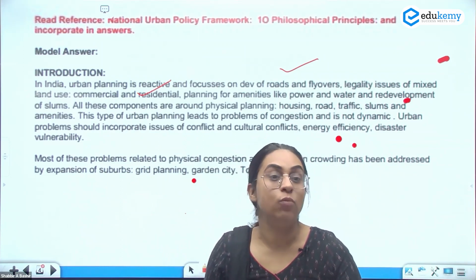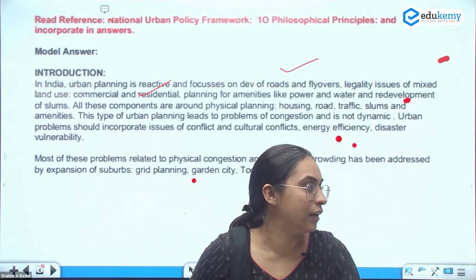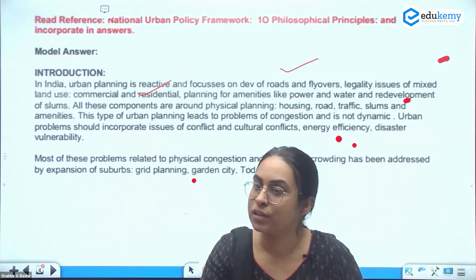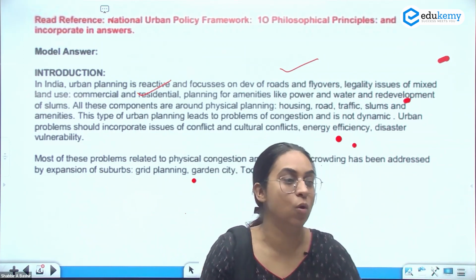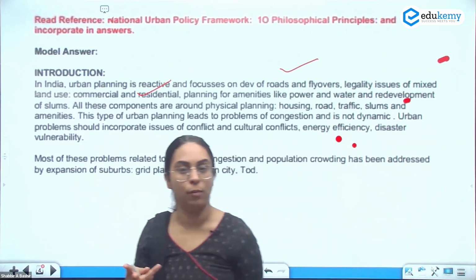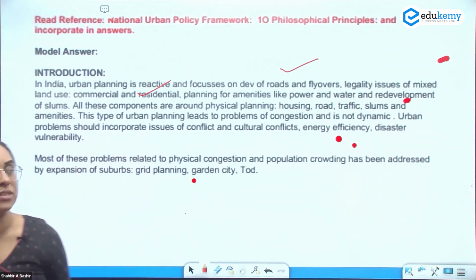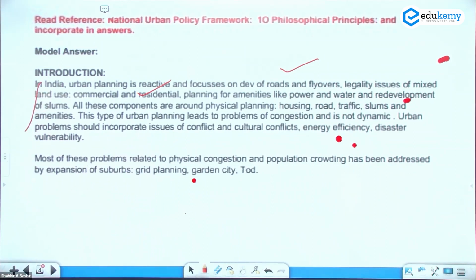The idea is when you plan only for the physical aspect, it is only reactive. You are only reacting to the present problem, you are not tackling the problem sustainably, you are just having reactive policies. So it is about reactive. The present policy is reactive. We need to have the idea of sustainable development. What is the idea of sustainable development that we have already tackled?